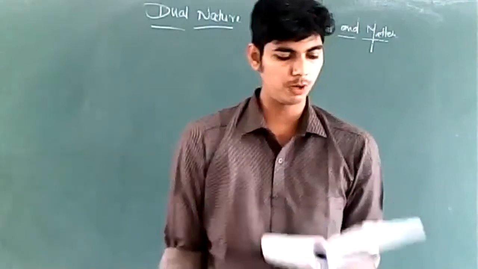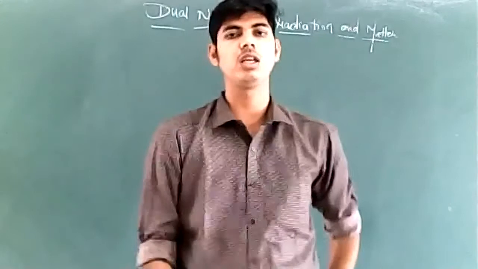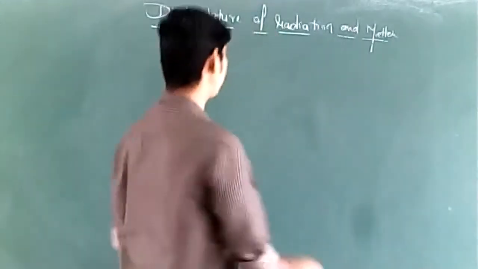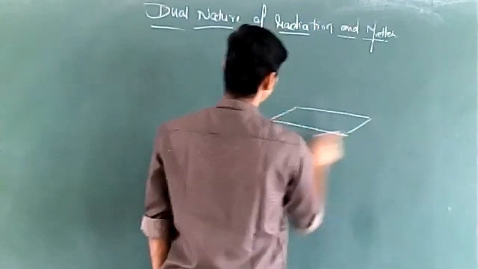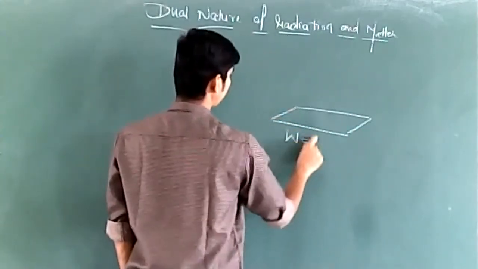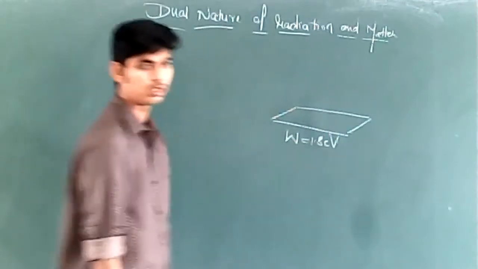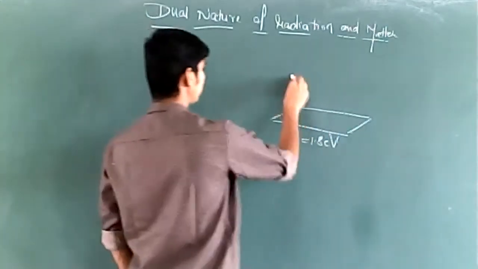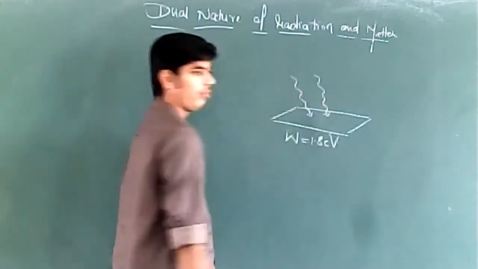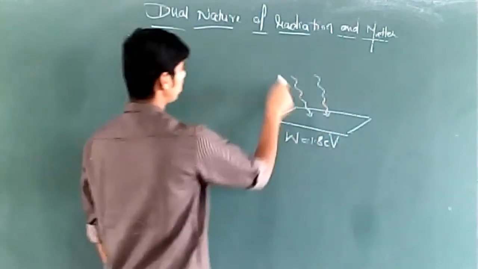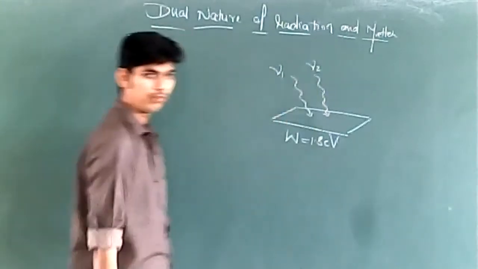According to the problem, radiations of two different frequencies illuminate a metal surface successively. Let us suppose this is a metal surface whose work function is 1.8 electron volt. This metal surface is illuminated by radiation of two different frequencies. Let us suppose this is radiation of frequency nu1 and this is radiation of frequency nu2.